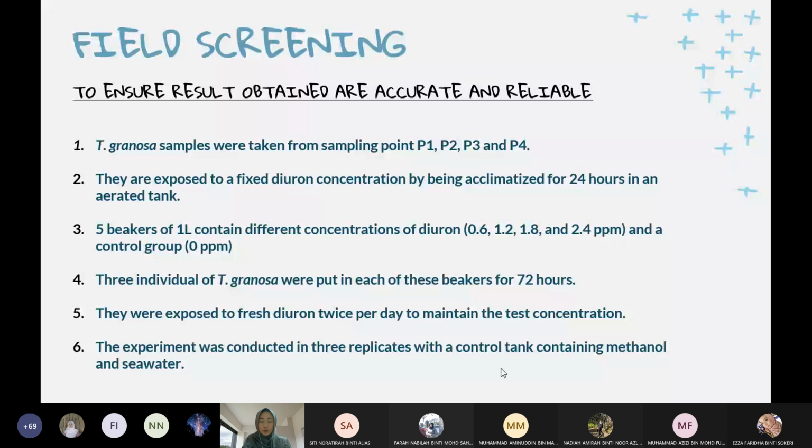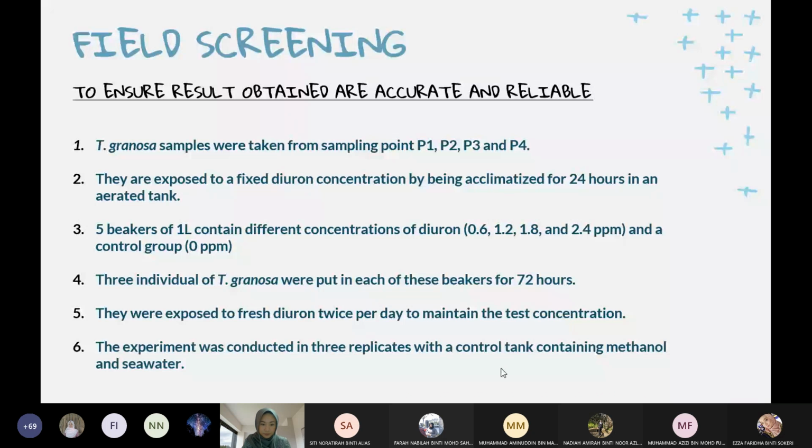Every day, they are exposed to fresh diuron twice per day to maintain the concentration, since diuron has a tendency to evaporate. The last step of field screening is to calculate the mortality rate using the same formula shown in the sampling rationale.